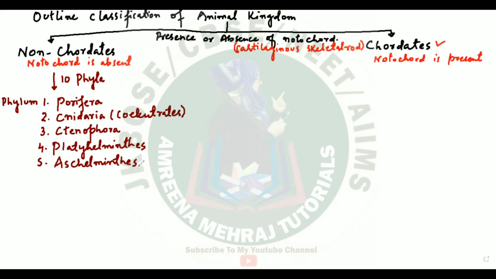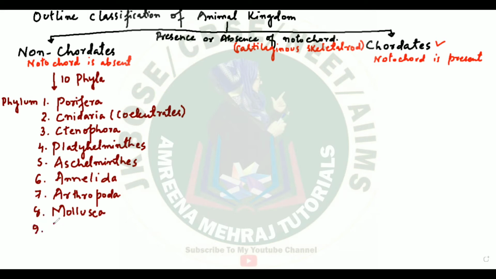It involves the roundworms. The sixth phylum is Annelida. Annelida involves the earthworms, leeches, and nettles. Seventh phylum is that of Arthropoda, insects and all. Eighth phylum is that of Mollusca. It involves your snails and octopus-like animals.